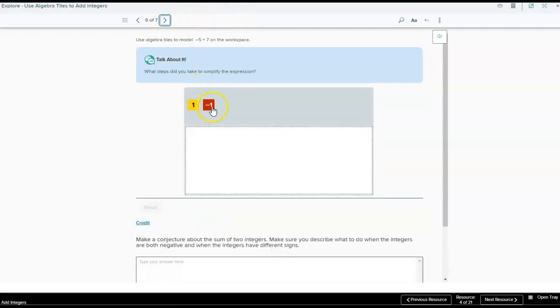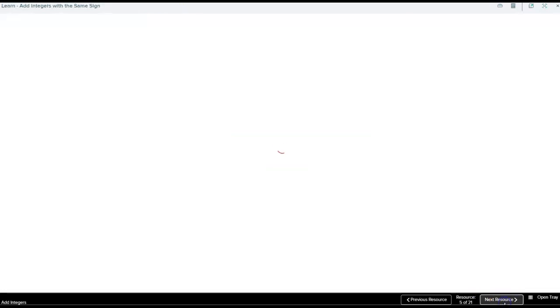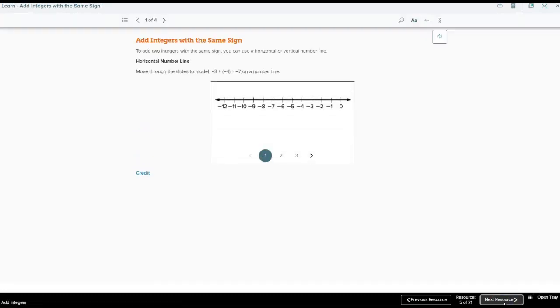If we want negative 5 plus 7, so 5 negatives plus 7 positives, you can see that these would equal 0, and our answer is two positives. We're going to look at all these different ways of adding integers, positive and negative, but we're going to start with integers with the same sign.